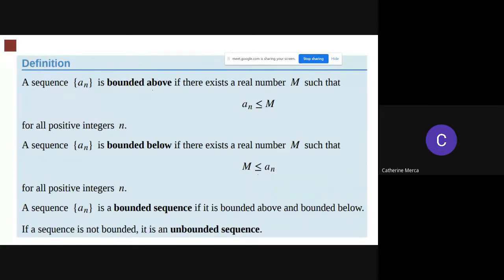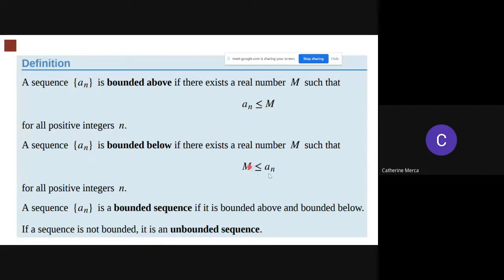A sequence is bounded above if there exists a real number m such that your m here is greater than or equal to a sub n. So, muna yung boundary, no? Dapat a sub n is less than or equal to m, or your m is actually greater than or equal to a sub n. Bounded above, nandito sa taas.